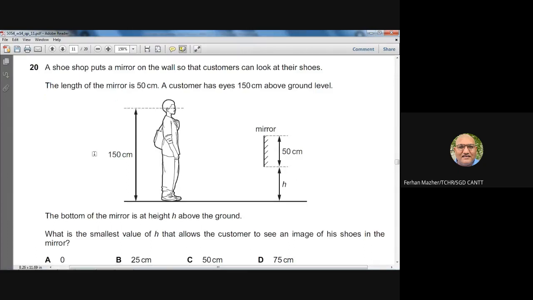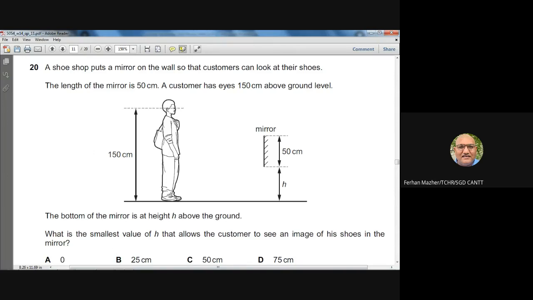A shoe shop puts a mirror on the wall so that the customer can look at their shoes. The length of the mirror is 50 centimeter. A customer has eyes 150 centimeter above the ground level. The bottom of the mirror is at a height h above the ground. What is the smallest value of h that allows the customer to see an image of his shoes in the mirror?